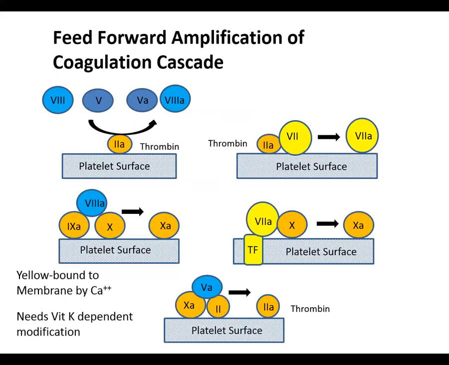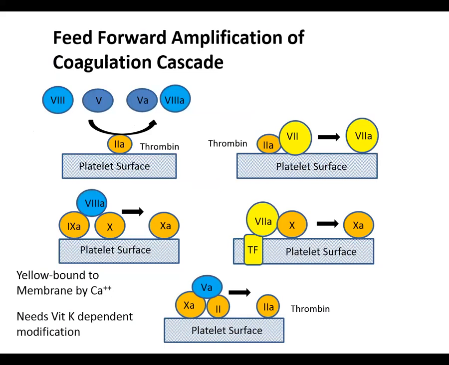Factors 5 and 8 are shown in blue and become active following a peptide cleavage, which is catalyzed by the enzyme thrombin. Once activated, factor 8 greatly accelerates the signal cascade by bringing factors 9 and 10 together. Activated factor 5 accelerates the signal cascade by bringing factors 10 and 2 together. Now, all these associations are occurring on the platelet surface.